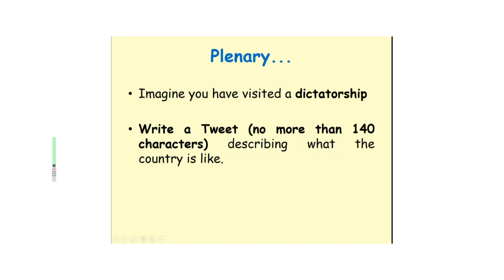And the last thing you need to do on the bottom of one of your sheets, and I don't mind which one, imagine you visited a dictatorship. Write a tweet, no more than 140 characters, that includes spaces, describing what you've seen, what you've heard, what the country is actually like, okay? So imagine you visited a dictatorship, write a tweet, and be willing to share it with your history teacher.